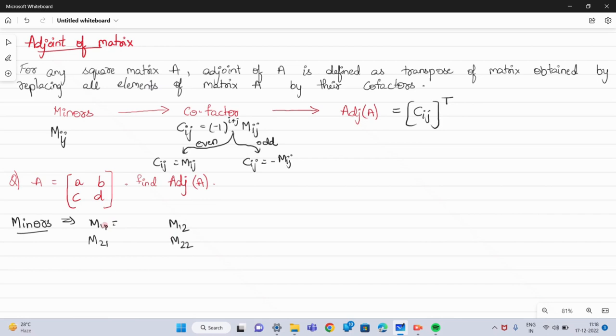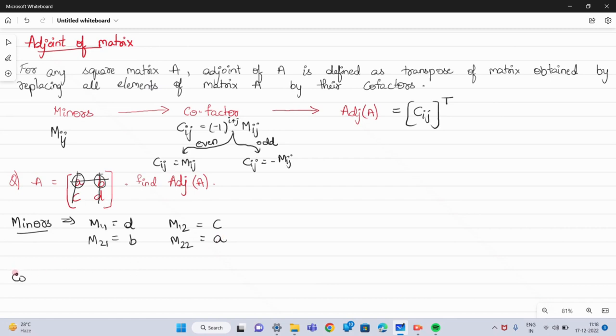So how to find the minors? For M11, take A11 and hide its corresponding row and column. The remaining entry will be M11. Similarly for M12, take A12, hide its row and column. The remaining entry will be M12. Similarly for M21, it will be B, and M22 will be A.